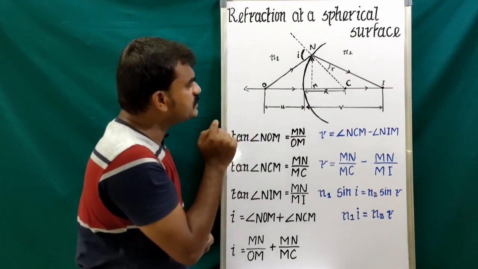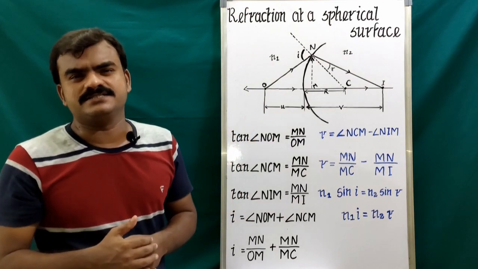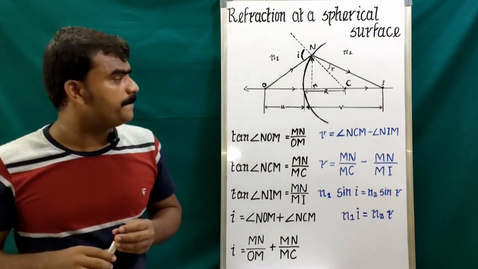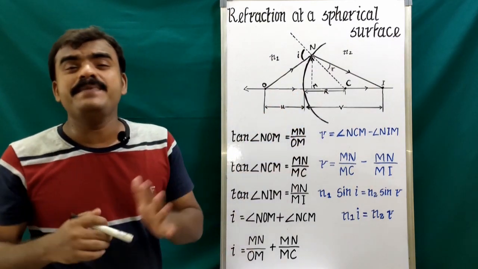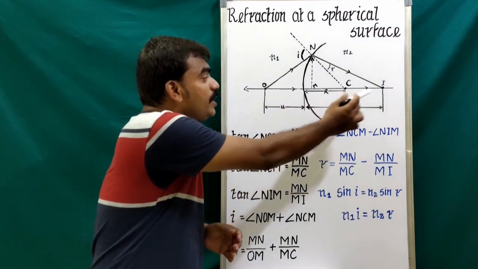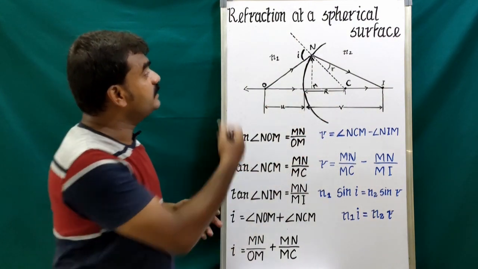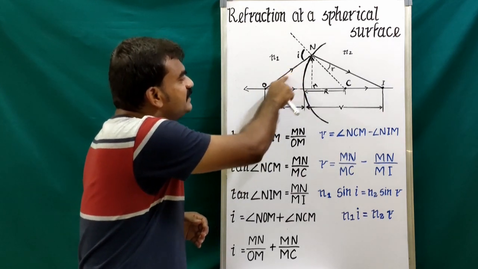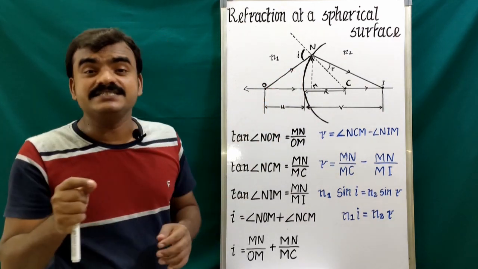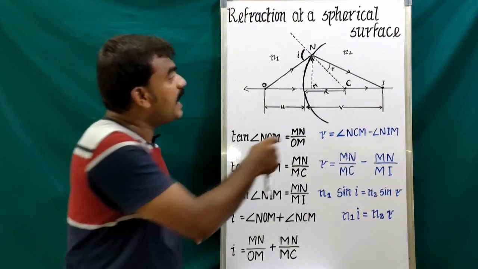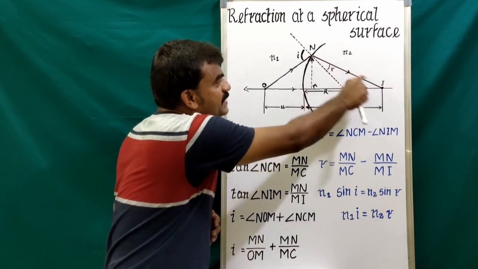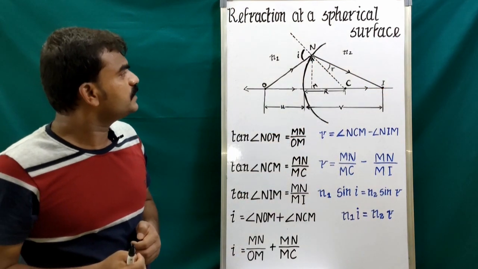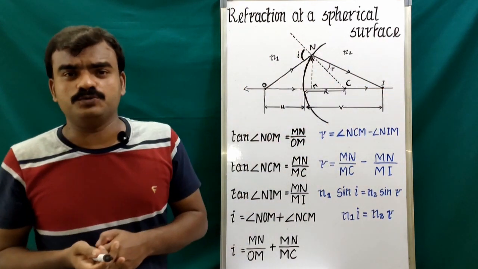And then U is nothing but object distance. It means the distance between object and pole. And then V is nothing but image distance, the distance between pole and image. And yeah, here you can see the dark line. This represents the incident ray. And then this dark line represents the refracted ray.